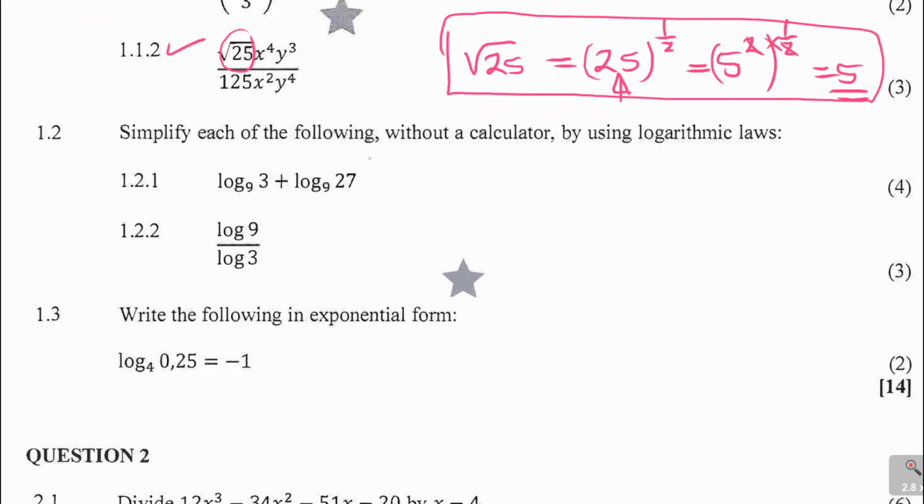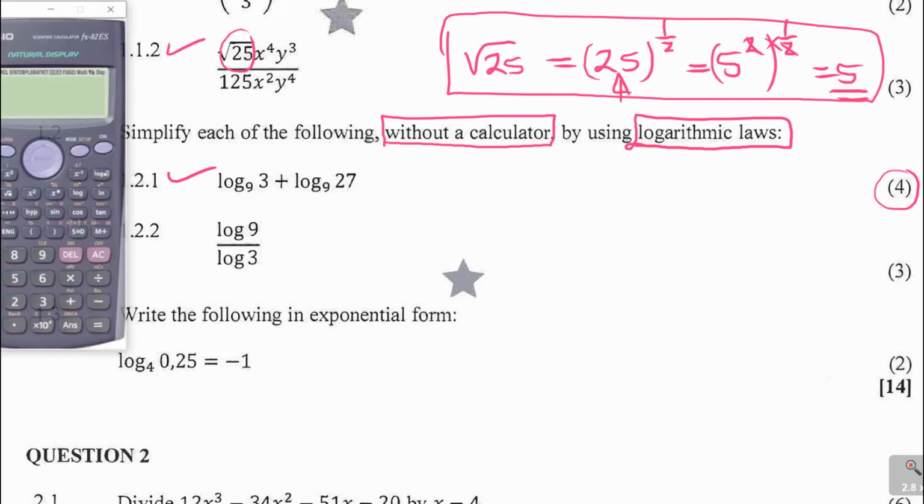1.2 says simplify each of the following without a calculator again. They didn't emphasize that, but look at this now. From exponential laws, now you are using the laws of logarithms, the logarithmic laws. So again, an important part, remember, is logs and exponents. It's like you're talking about a brother and a sister, you know, they go hand in hand. The first one, actually logs have got more marks than exponents if you check most of the time. Like this one, they're saying log in base 9 of 3 plus log in base 9 of 27. To me, this is 4 marks. I think they overgave this 4 marks.